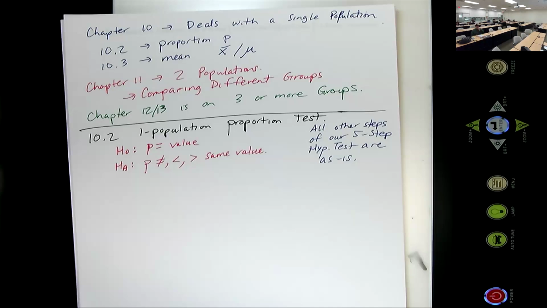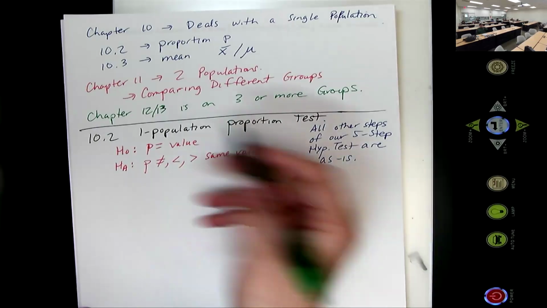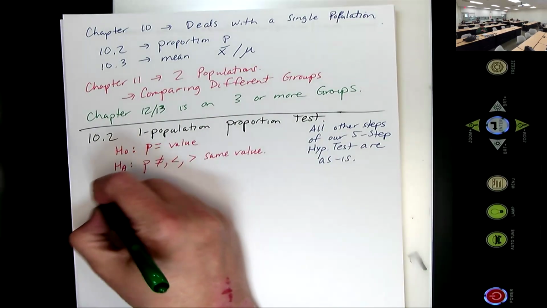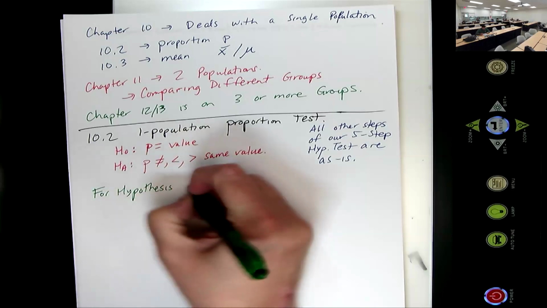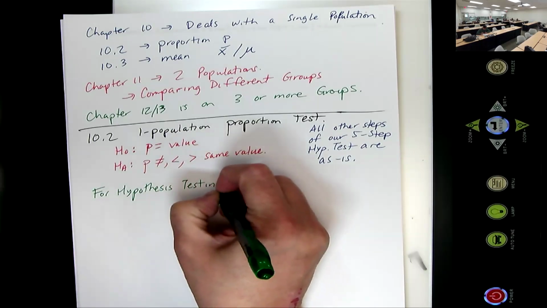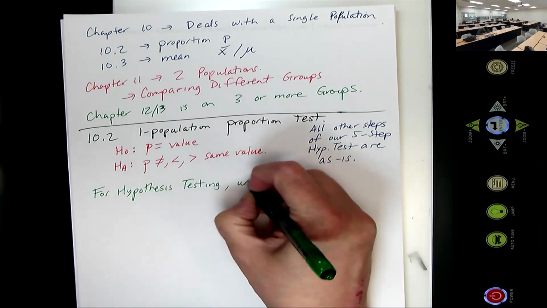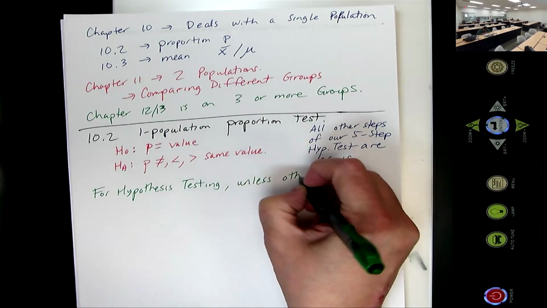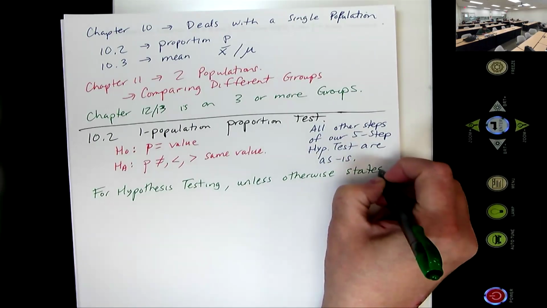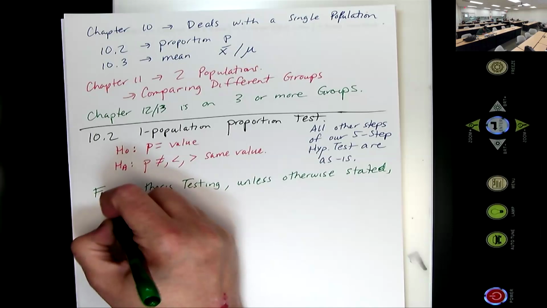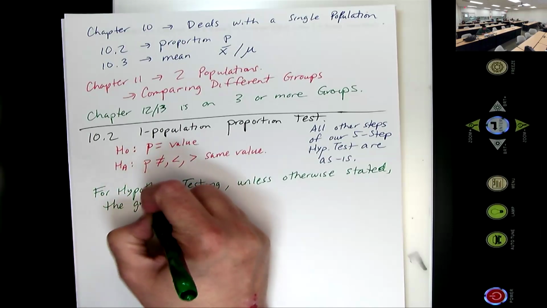We could use these tests to do the hypothesis test, or hypothesis testing. Unless otherwise stated, the groups need to be normally distributed.